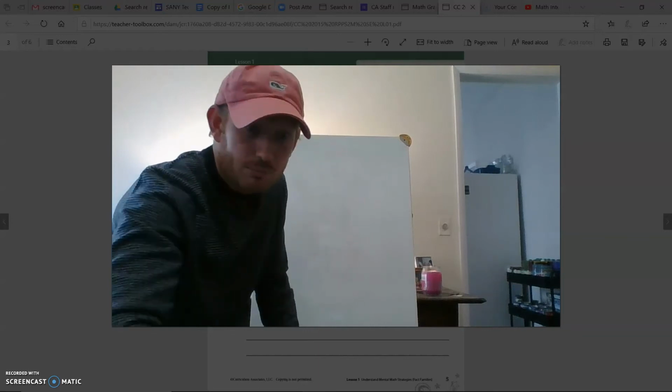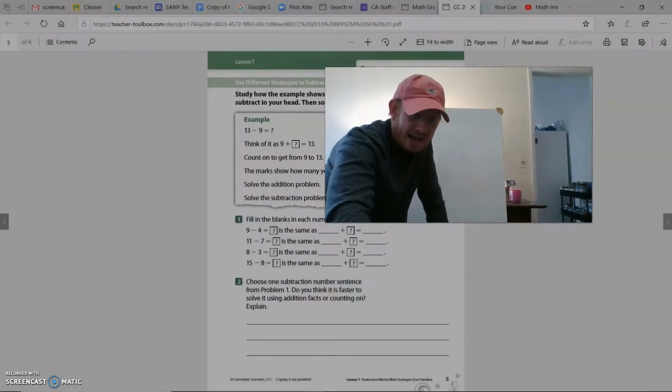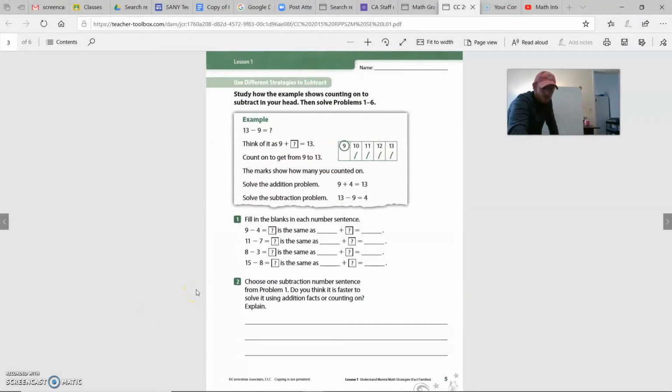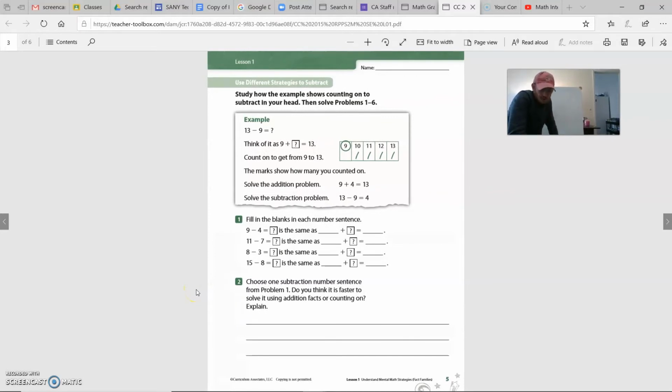The second problem was an opinion problem. It asks, choose one subtraction problem number sentence from problem 1. Do you think it is faster to solve it using addition facts or counting on? Explain. Well, while using a counting on method is great, if you know your addition facts, that is faster. And let me show you.